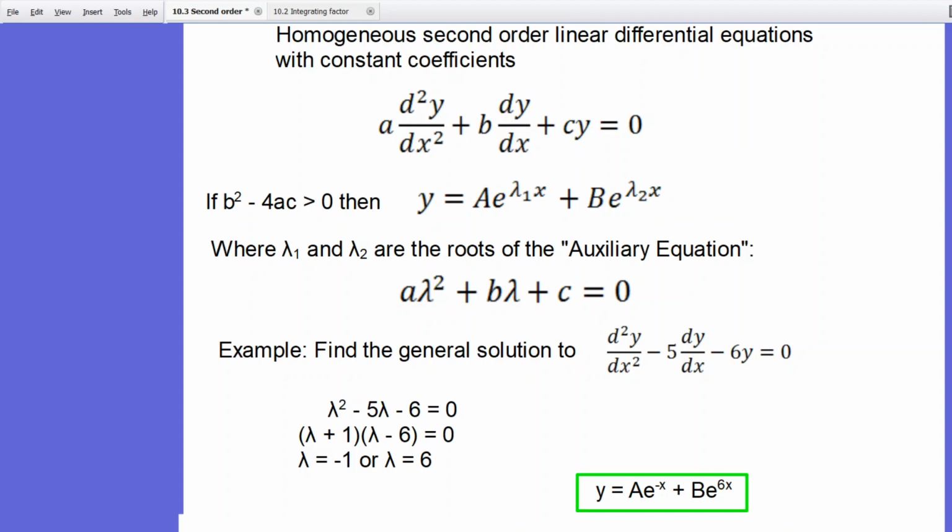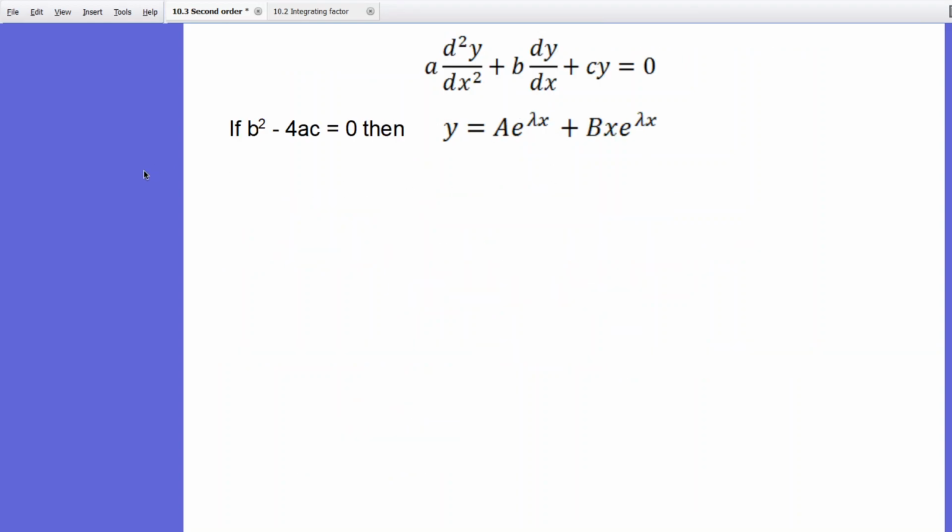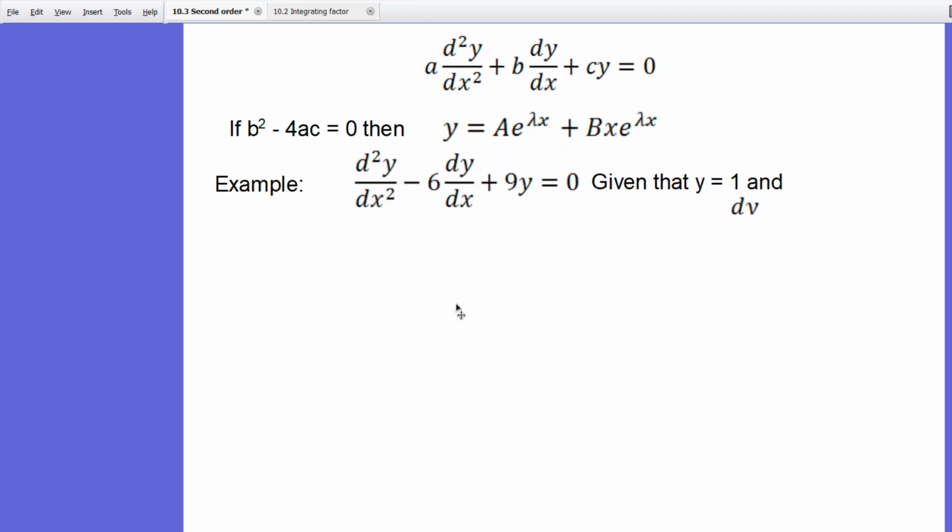Let's move on to the second case. When the discriminant is 0, we have two solutions, one of which is exponential and one of which is x times that exponential. Why is that? Well, because we have a repeated root, if we didn't multiply by x, we'd have two terms exactly the same. And a standard approach is if you're going to get a repeated function, you multiply by x.